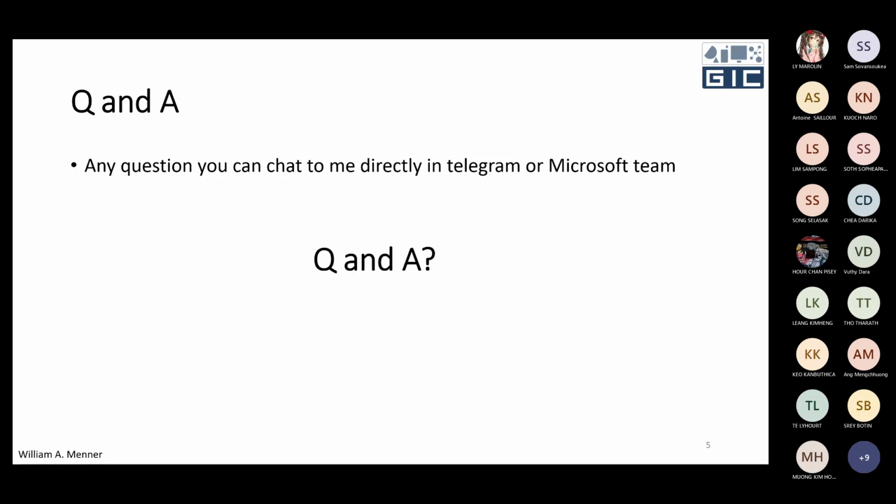So for our course, for the first lessons I take the reference from Mr. William Menner, so it's a bit old document. So you can check his name about his publications.